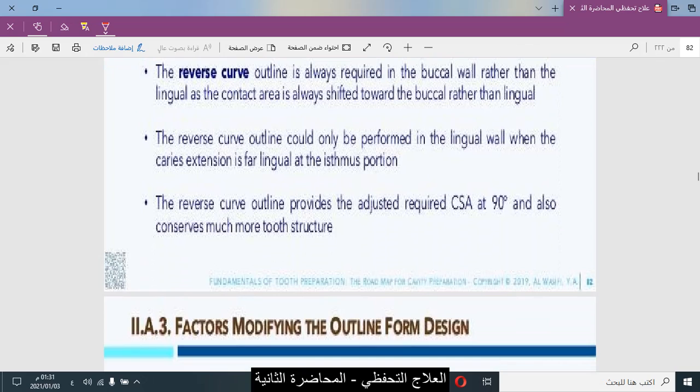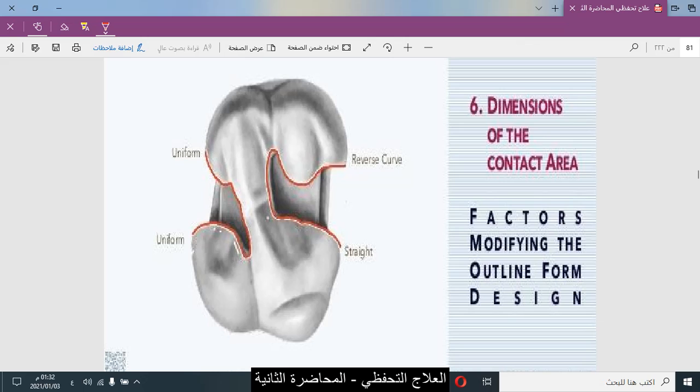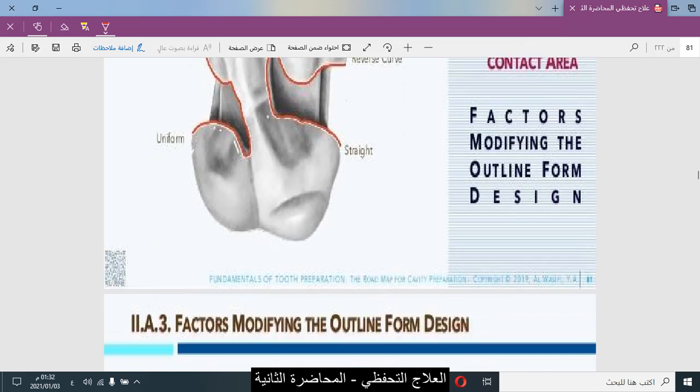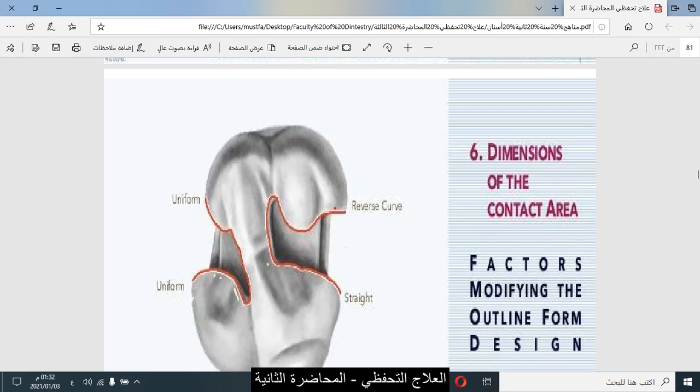The reverse curve provides the required 90-degree angle and also conserves tooth structure. So the reverse curve will give a 90-degree cavosurface angle, which is what is needed. The reverse curve gives 90-degree cavosurface line angles.